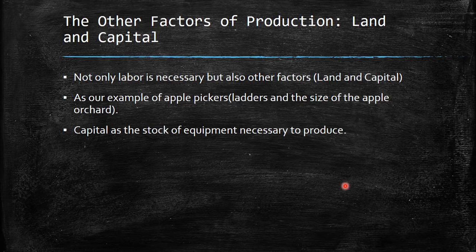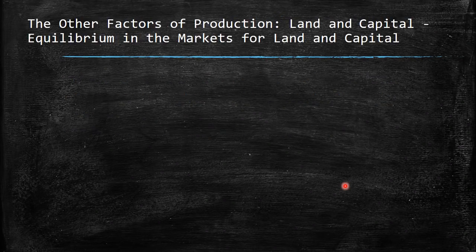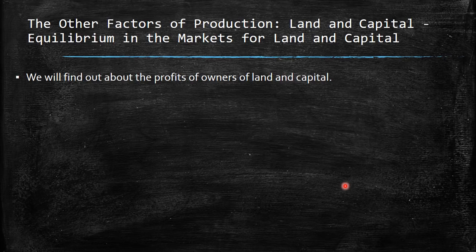we automatically understand labor and land without any problem, but capital is kind of more superficial, and the capital is the stock of equipment that is necessary to produce, like building plants, machinery, or for example ladders. Then we will understand the equilibrium in the markets for land and capital. So then we will find out about the profits of owners of land and capital.